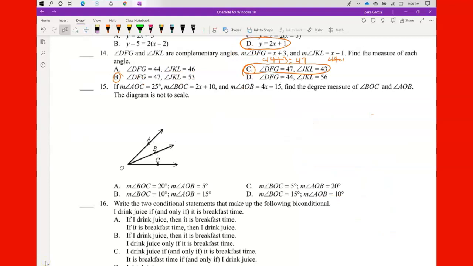The measurement of angle AOC, which is the bigger angle or the whole angle, is 25 degrees. We know that the measurement of angle BOC is 2x plus 10. And we know that the angle of AOB is 4x minus 15. We got to find each angle, so we have to go ahead and add those two.